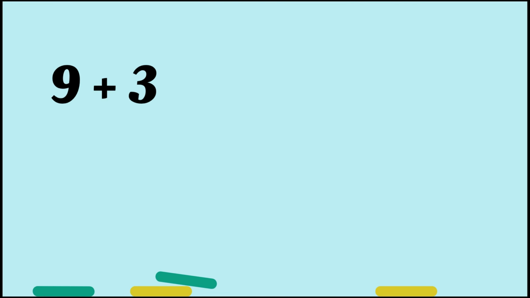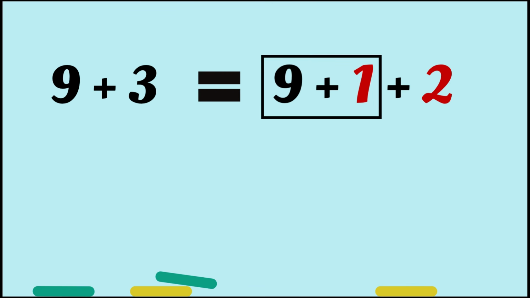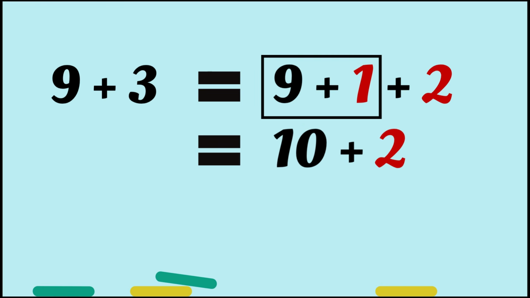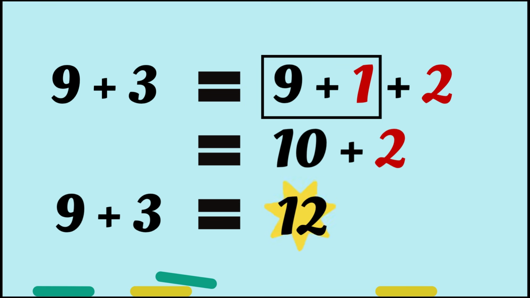Next example, 9 and 3. So the bigger number is 9. We already broke the 3 into 1 and 2. Then we get that 1 and add it to 9, which already made 10, and we have 2 left over. So we are going to be adding 2 to 10. What's 10 plus 2? 12. So 9 and 3 makes 12.